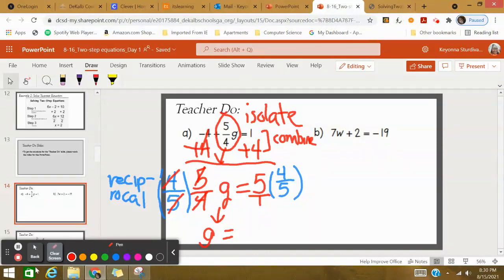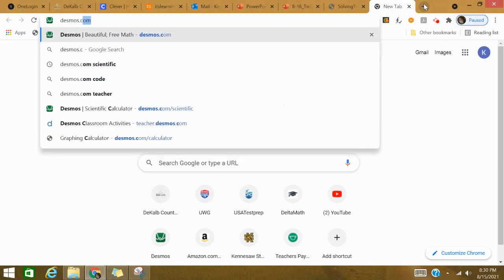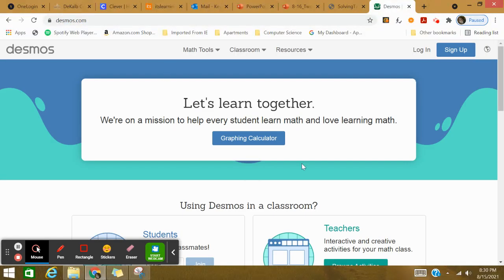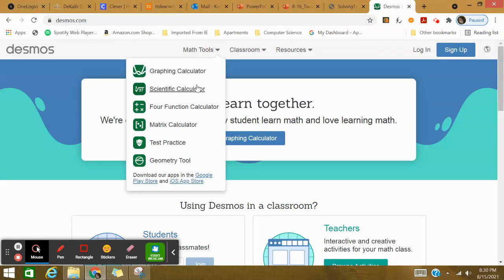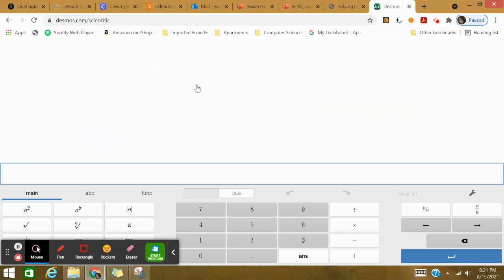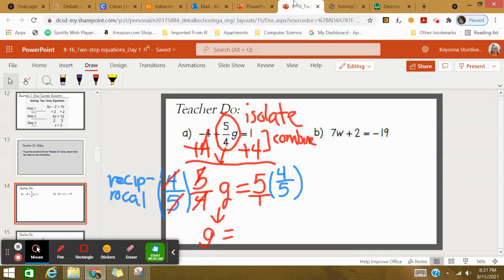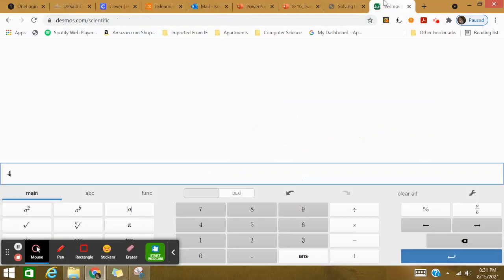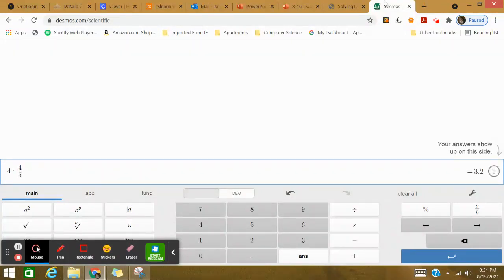So let me model using Desmos. I'm going to open a new web browser. I'm going to go to desmos.com. When I type in desmos.com, it's going to take me to this website. I'm going to click on Math Tools, and then I'm going to click Scientific Calculator. So let's go back to the problem and see what it is that I'm trying to solve. We have 5 times 4 over 5. So on my calculator, I'm literally going to write 5, and then times 4 over 5. There are different ways to do the fraction. You can either use the A over B button, or you can use the slash key.